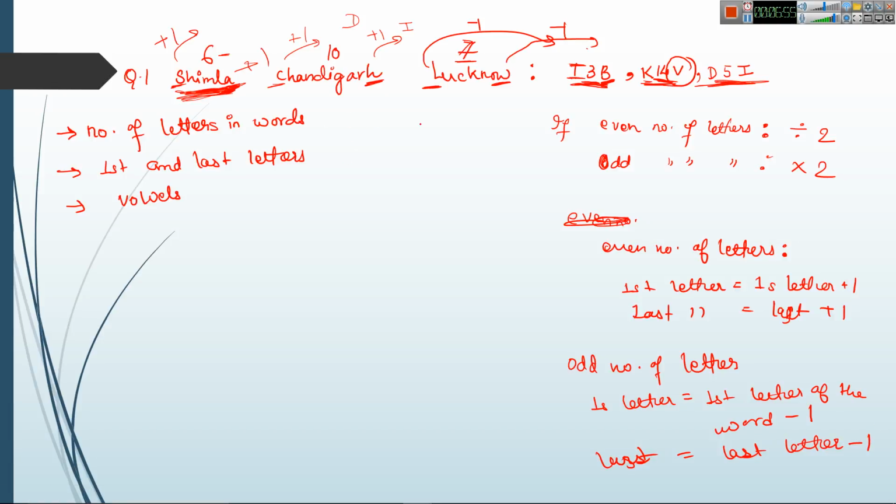Whenever you are solving these kinds of codes, please keep in mind the odd and even number of letters, because the code for odd letters is different, and the code for even number of letters is different. So in a similar manner you will have to calculate it for the others. The question which you were asked was to find the code for Amritsar, Dehradun, Delhi.